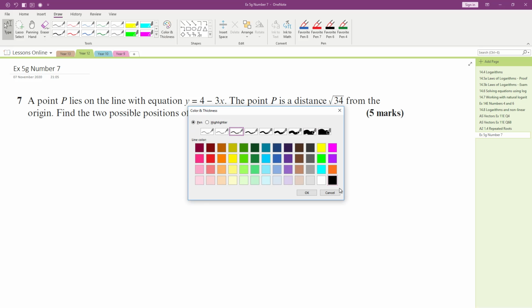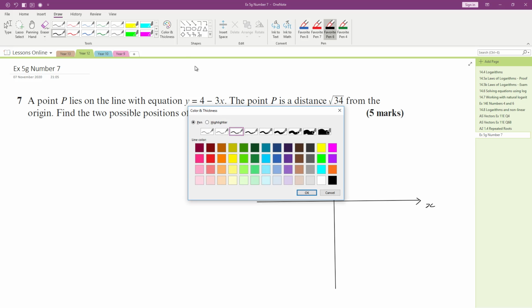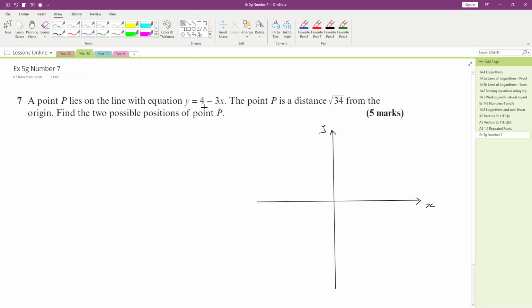Got a lot of information. First things first, sketch it so you can see what it looks like. So let's draw our grid. Let's draw the y axis and the x axis there. My x-axis, that's my y. I've got y equals 4 minus 3x. Let's draw that in a different color. Let's go dark blue. So y equals 4 minus 3x, negative gradient, intersecting the y-axis at 4. So it's going to look something like that.